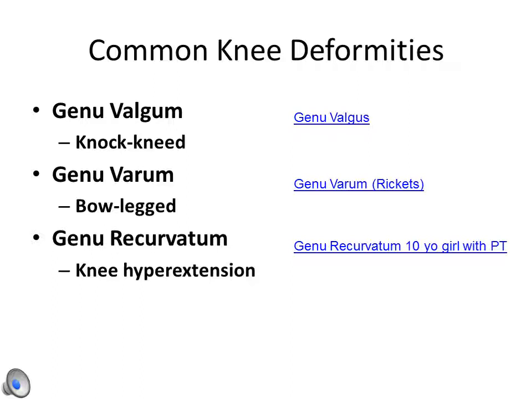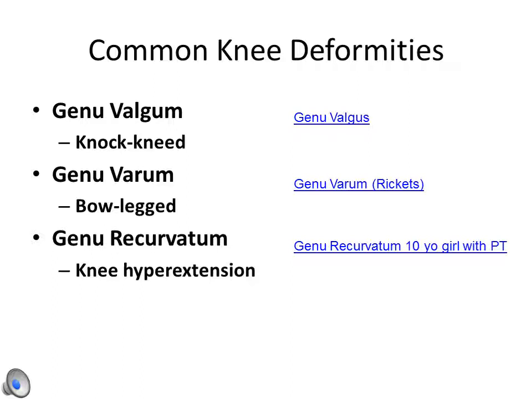Genu varum is the outward angling or bowing of the legs. The chief cause of genu varum is rickets. Rickets is a vitamin D deficiency, which is often seen in third world countries where there's malnutrition. If there is a vitamin D deficiency, the body cannot absorb calcium, and therefore this causes deformities within the bone.